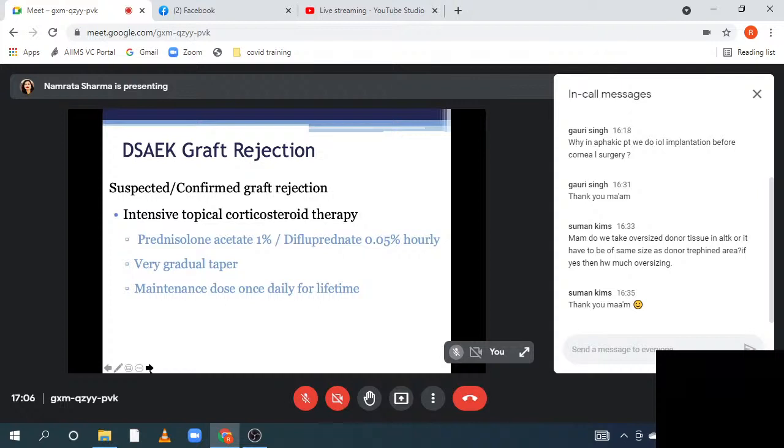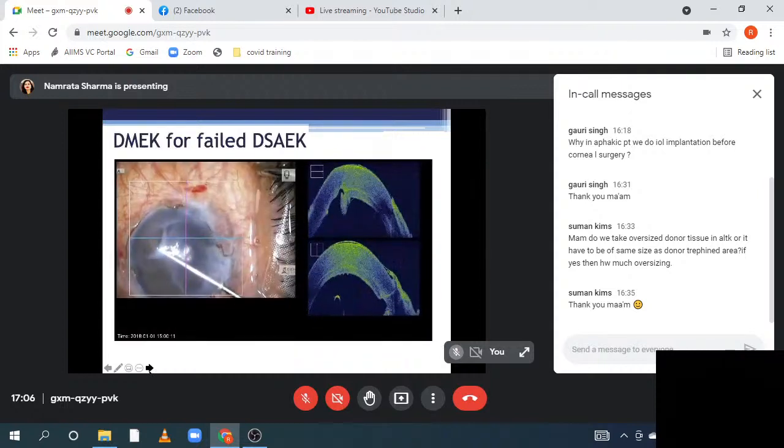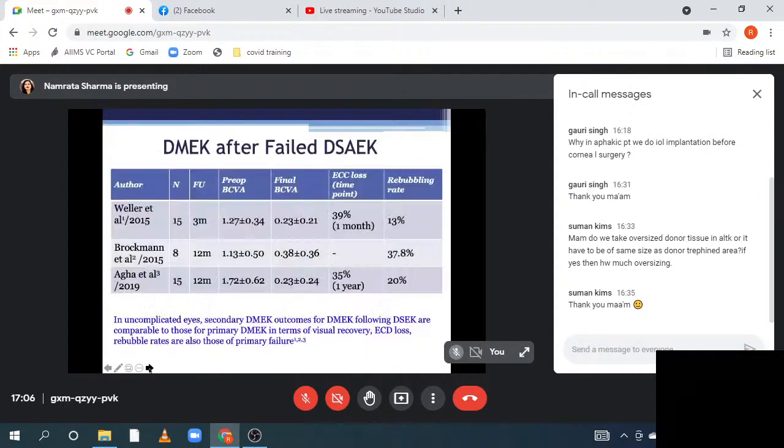Treatment remains the same. Topical intensive steroids, gradual taper and maintenance daily dose thereafter. I would put all my DSEK and DMEK grafts on one drop a day steroid, which could be FML, on the long term. I would never stop steroids, for the simple reason that it may reject at any point in time. Of course, this I've already shown, that if there is a problem, you can redo these cases.